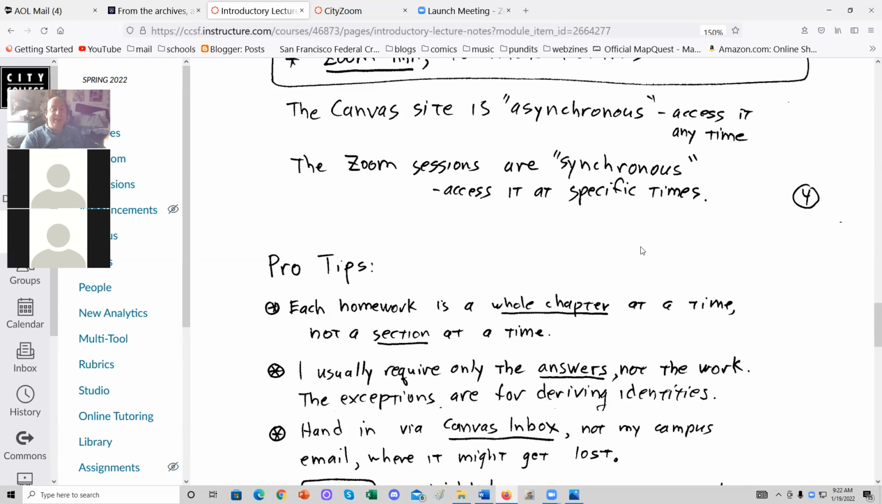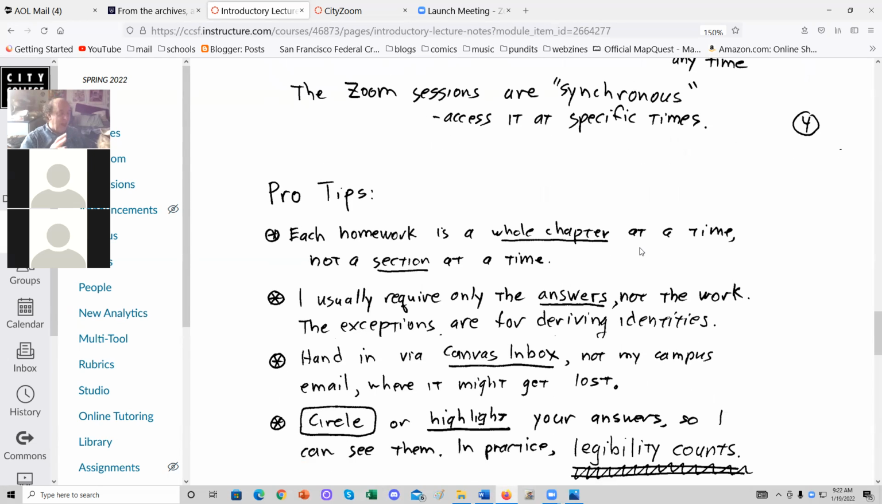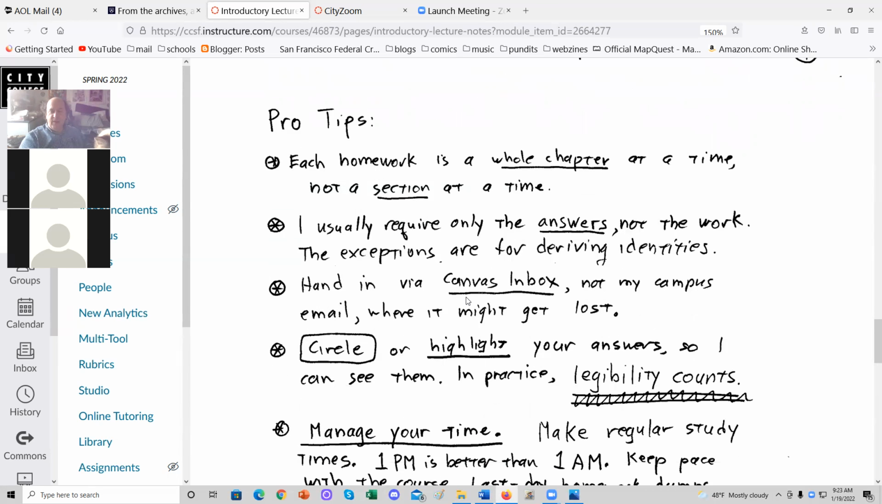I usually require just the answers to the questions, not necessarily the work. However, there are some exceptions, such as when we derive identities. So prove this expression equals that expression. I'd like to see a reasonable number of steps in the middle written down. Okay. And via Canvas inbox.